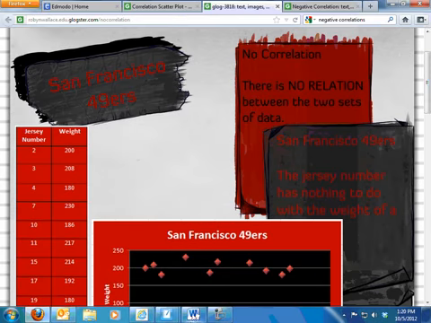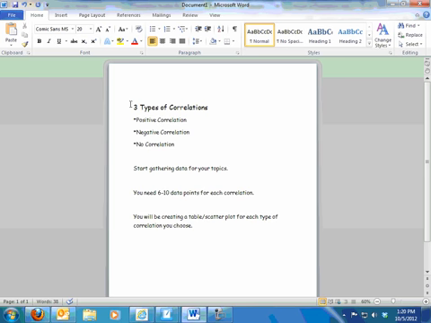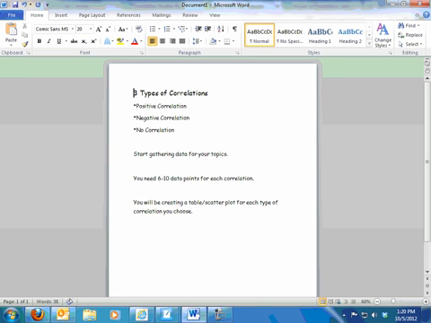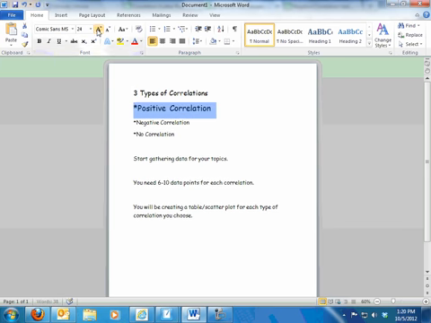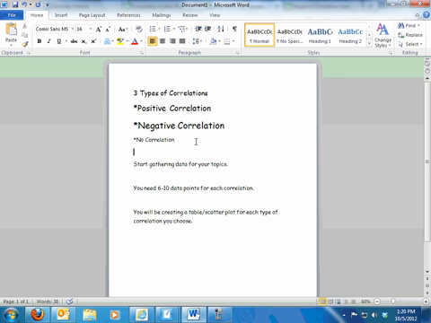So this is what you guys need to do for the weekend. You are going to be creating a Glogster next week. You need to start thinking of 3 types of correlations, 3 examples, one for each type of correlation. You need to be thinking of a positive correlation, something in your world that would represent a positive correlation. Then you also need to be thinking of a negative correlation and something that would be no correlation at all.